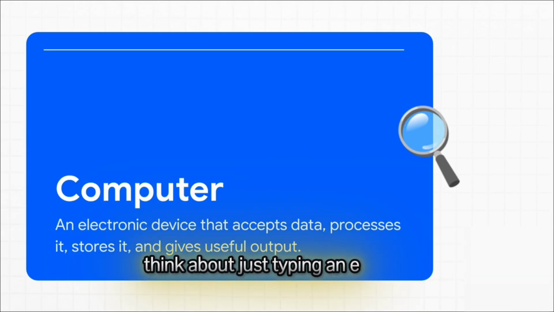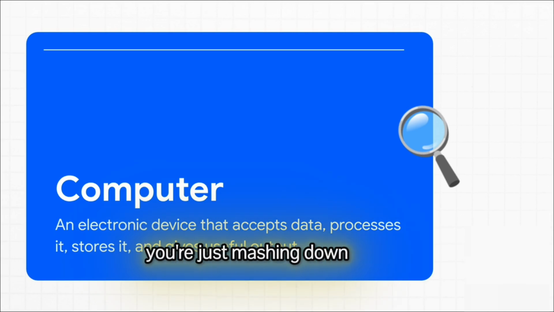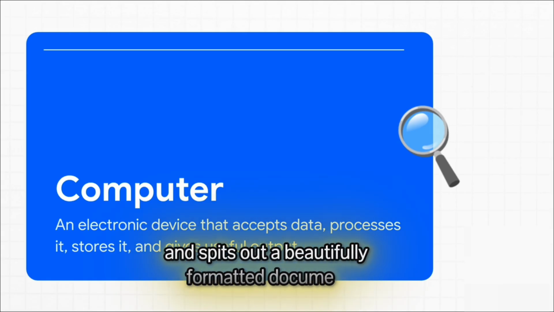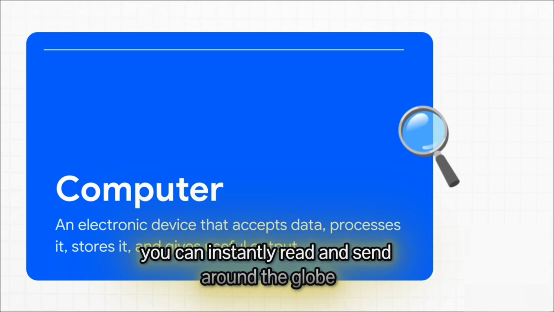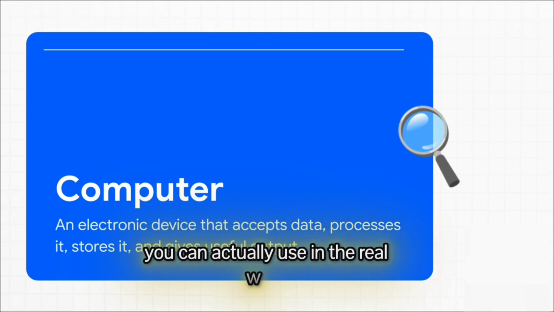Think about just typing an email. The raw input, it's just a jumble of random mechanical clicks. You're just mashing down on a piece of plastic. But the computer processes those electrical signals, holds them in its memory, and spits out a beautifully formatted document you can instantly read and send around the globe. It basically takes chaos and organizes it into something you can actually use in the real world.